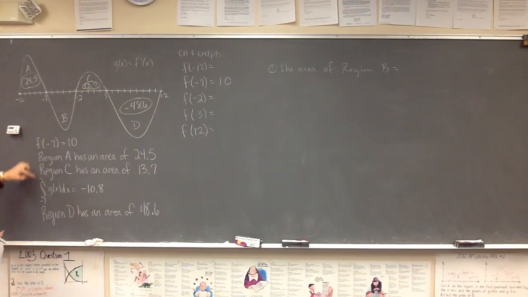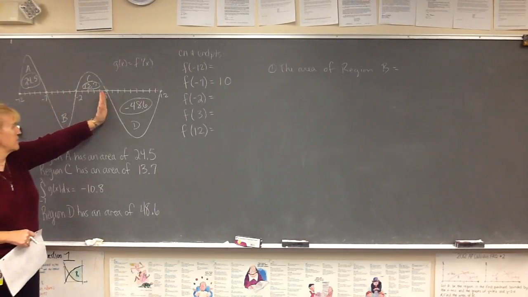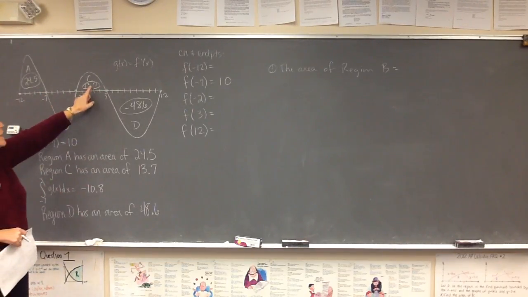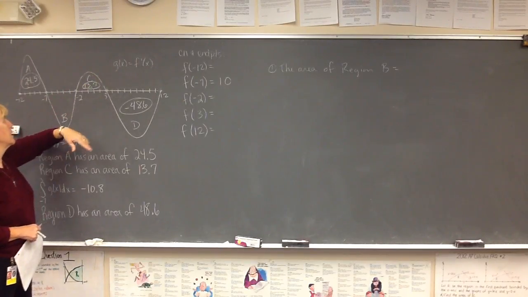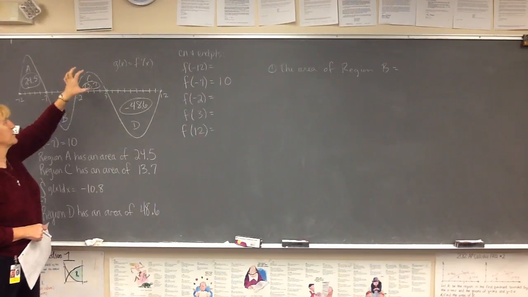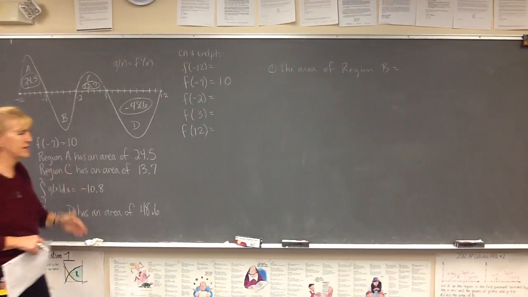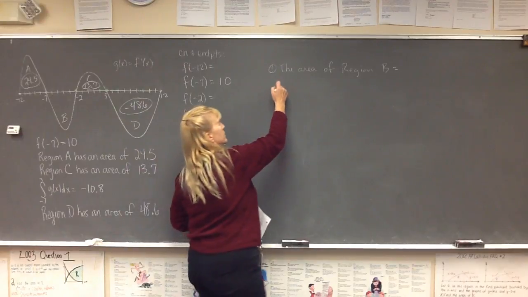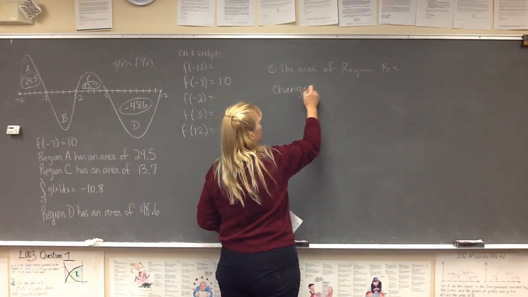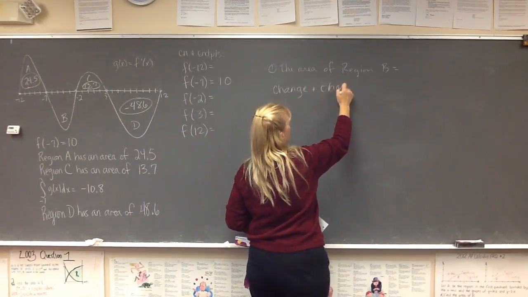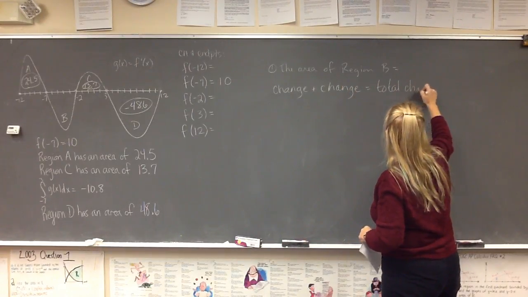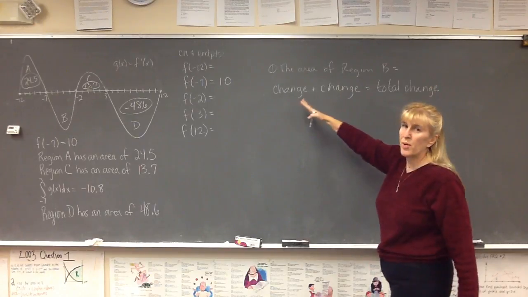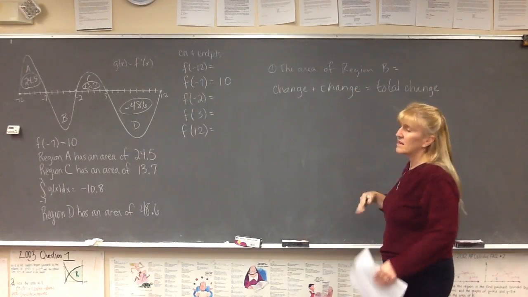The integral between negative 7 and positive 3 is given as negative 10.8, and I know one of the regions, I don't know the other one. So this is going to be a part plus part, or I'm going to call this a change plus a change equal to the total change between negative 7 and 3. And that's what I'm going to work on. I'm going to say change plus change equals total change. I've also said part plus part equals whole, and that's true too.